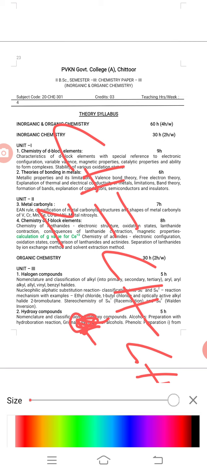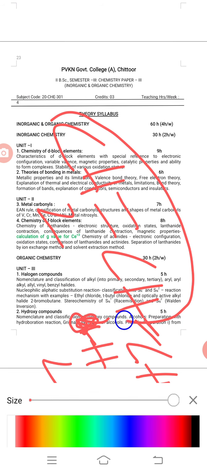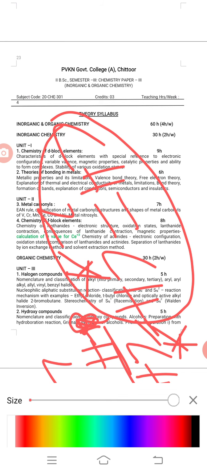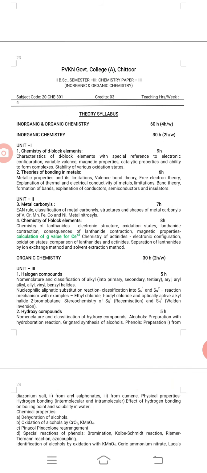I can write another CH2. CH2 double bond CH, single bond CH2. So the double bonded carbon, this is the double bonded carbon, is directly attached with a carbon, which is called an allyl carbon. Once again, what is allyl carbon?